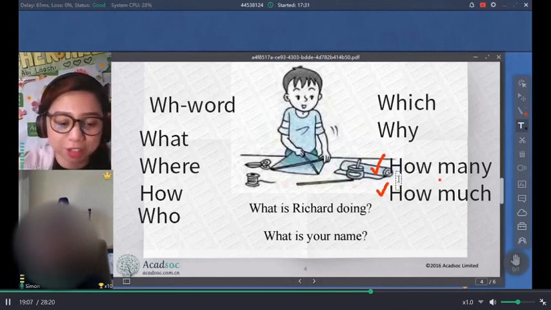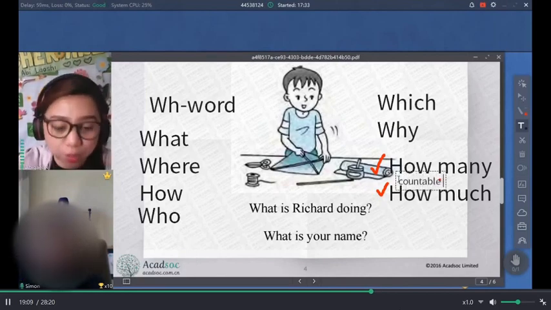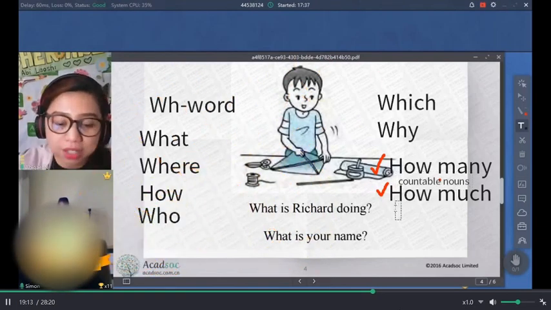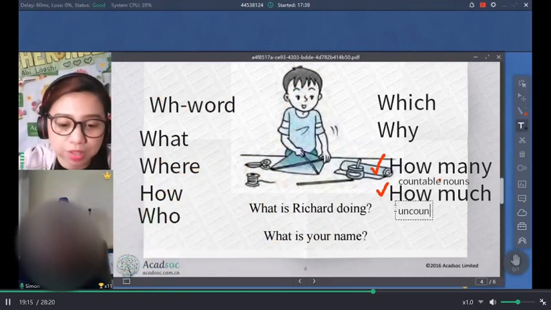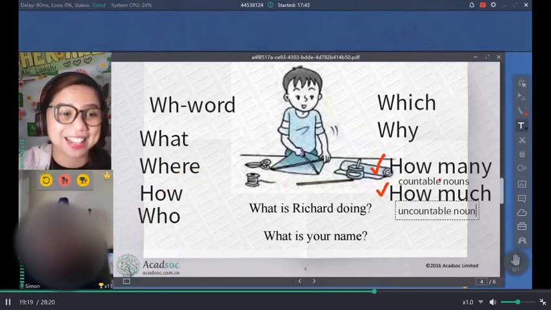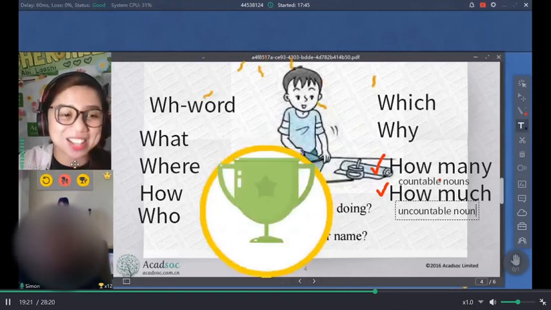How many is for countable nouns. So I agree with you, Simon. Very good. How much is for uncountable nouns. Countable, uncountable. Yes. Okay, sure. I got your point.